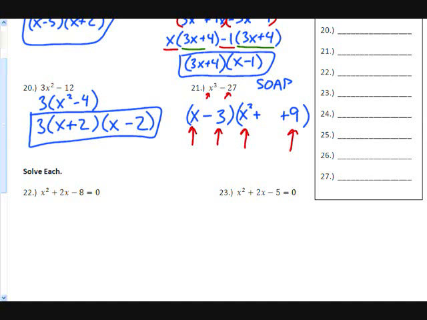And then the middle term, I just take the two values that I plugged in over here for my binomial, the x and the 3, and I multiply them together. X times 3 is a 3x. So now I have my factors x minus 3 and then x squared plus 3x plus 9. Okay, and the sum of cubes works exactly the same way.